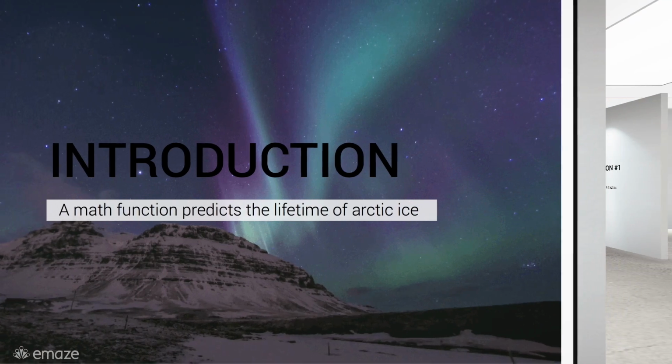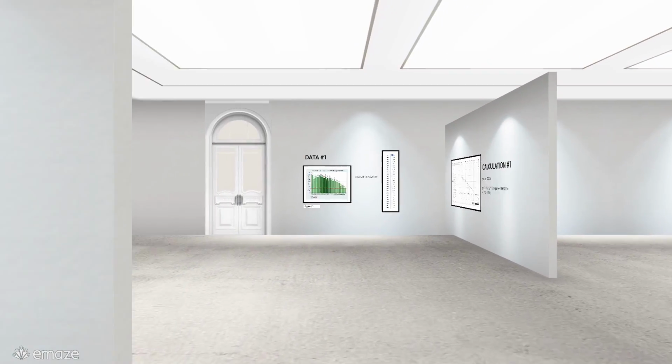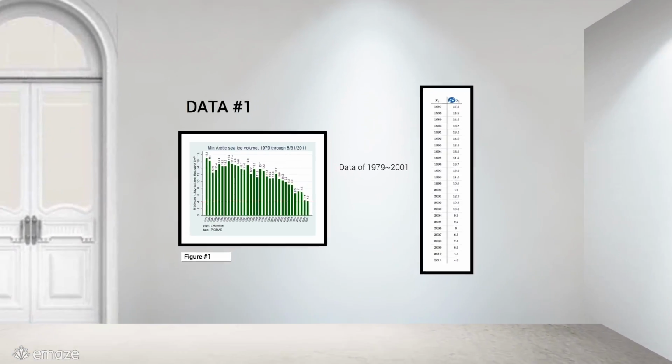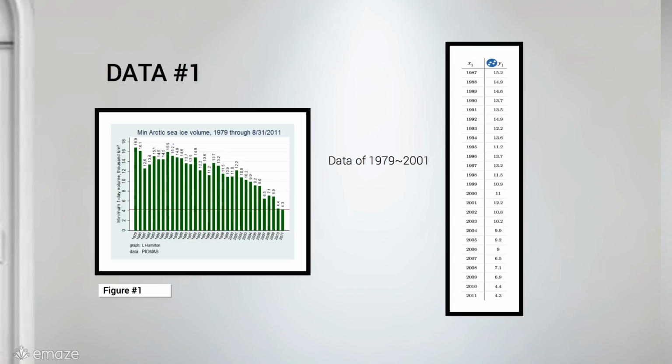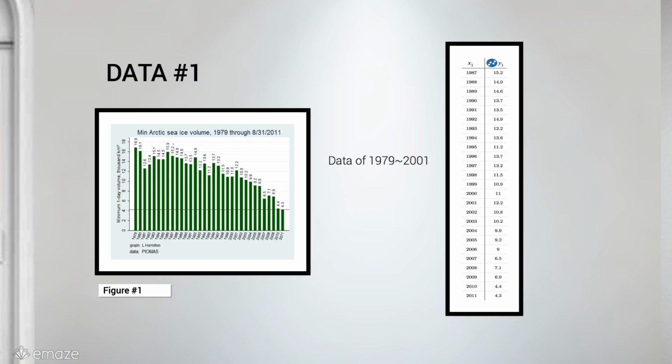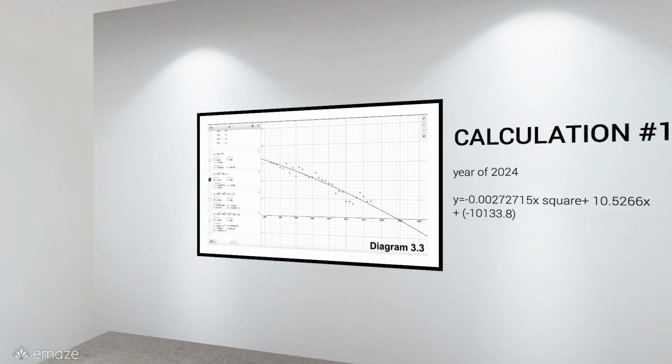For the procedure, here comes the first data. The diagram shown demonstrates the statistics of Arctic volume from 1979 to 2011. According to the diagram, I created a table. By using the table, I utilized a quadratic function to find the predicted data.